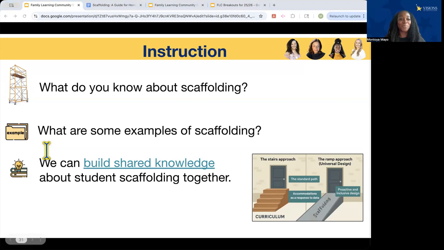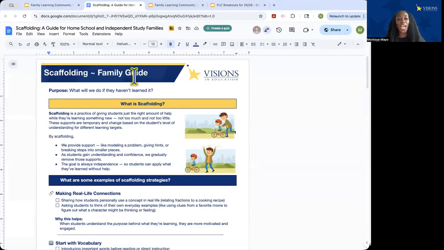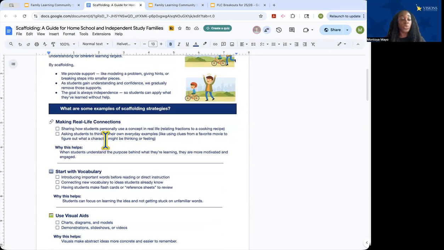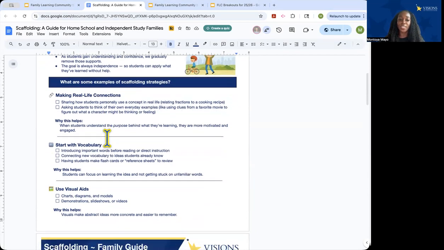Thank you, Dina. Building on the knowledge shared by Ashley and Dina, we have this guide here to help us build shared knowledge together about scaffolding. So in this guide, you'll find a definition for scaffolding, followed by some examples. These are real-world connections, also some vocabulary and visual aids.